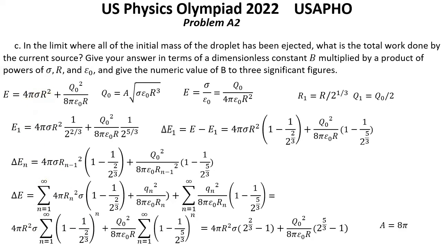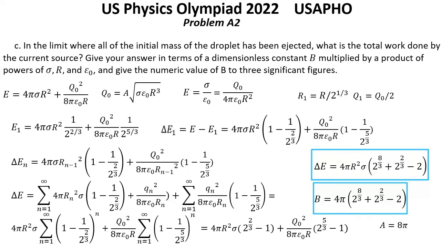In that case, the total energy which was received from the current source was this one, and the coefficient beta was 4 pi multiplied by 2 power 8 over 3 plus 2 power 2 over 3 minus 2. That was the correct solution for question C.